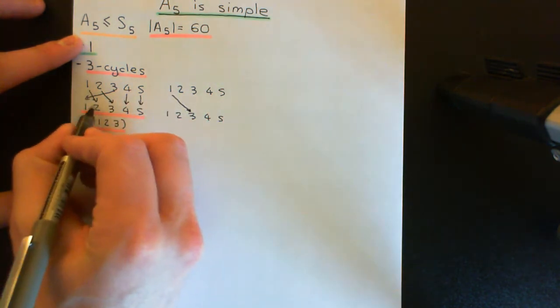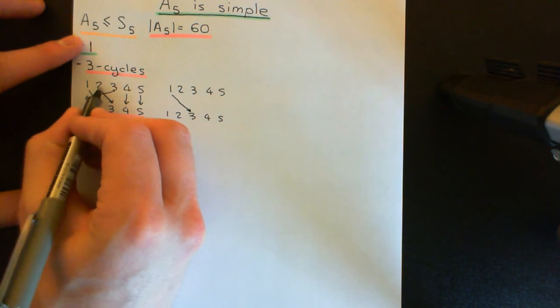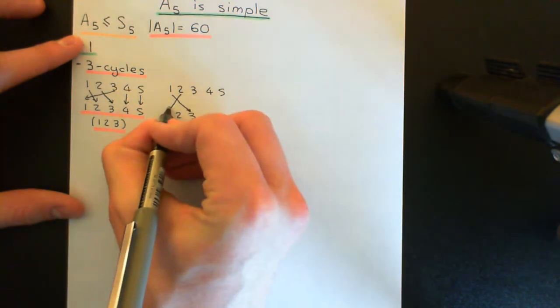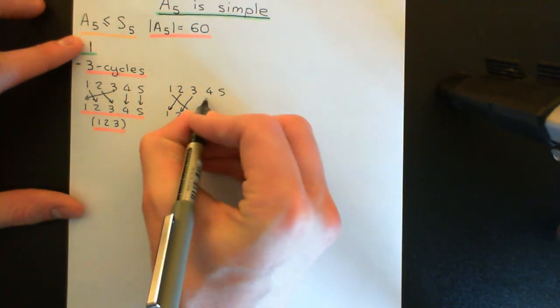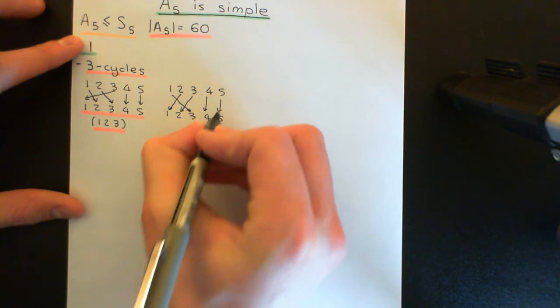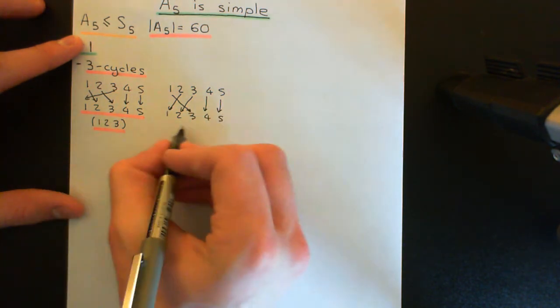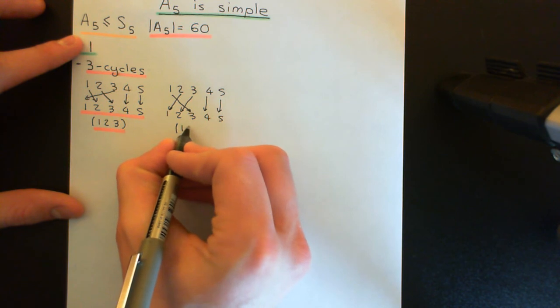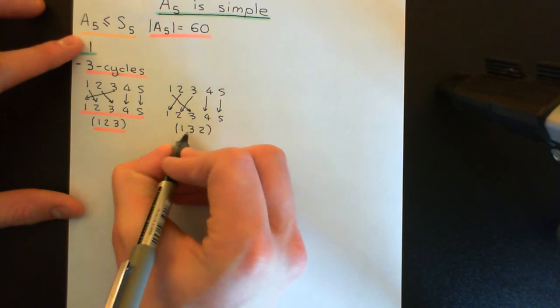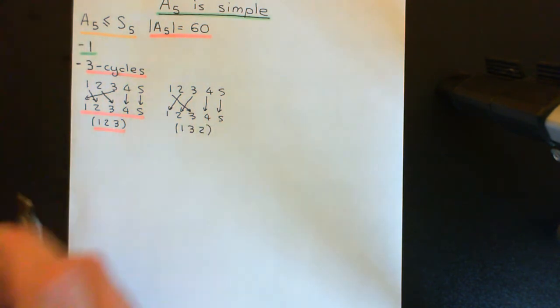Okay, so we've squared this one, so 1 would go to 2 initially, and then 2 would go to 3. 2 would go to 1, and 3 would go to 2, and 4 and 5 would remain fixed. So this is its partner, very much related to this one, just this one squared, and of course in cycle notation this is (1 3 2), just swapping around these portions here.